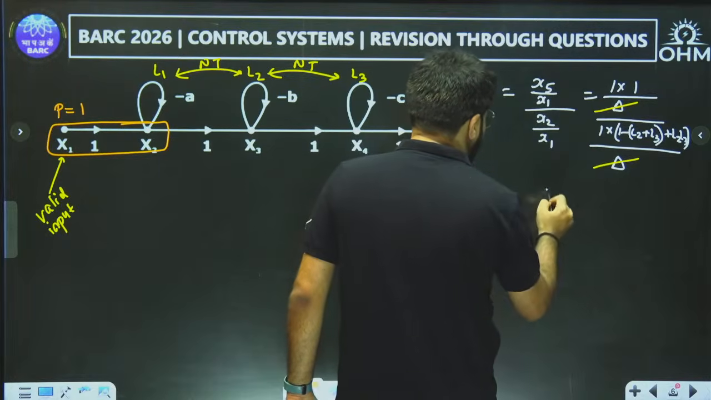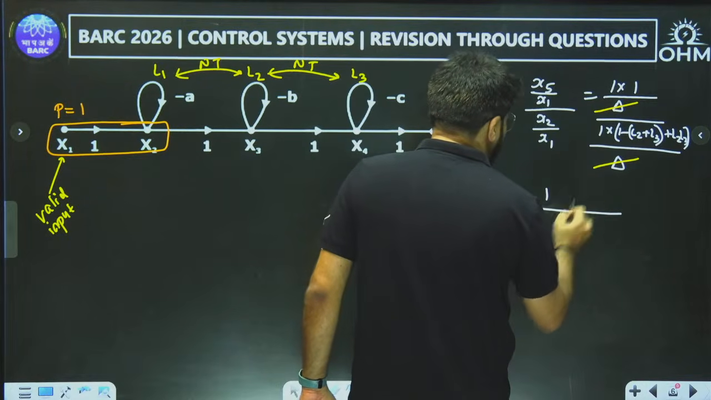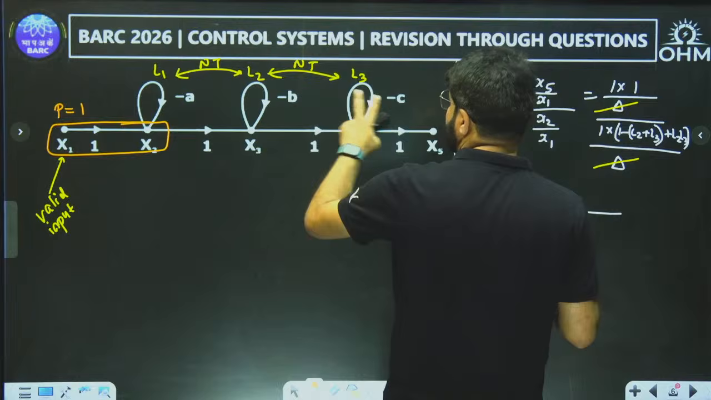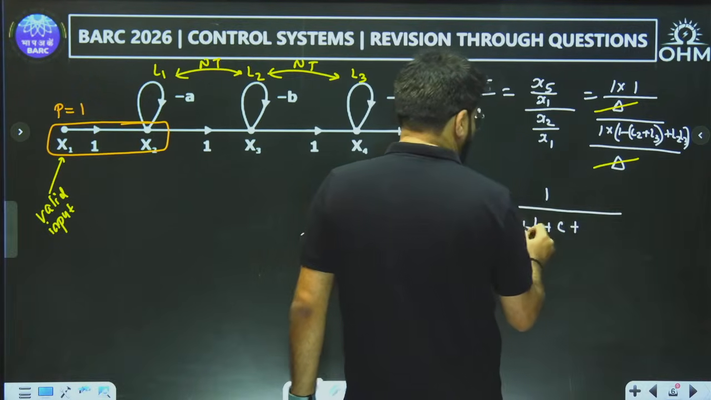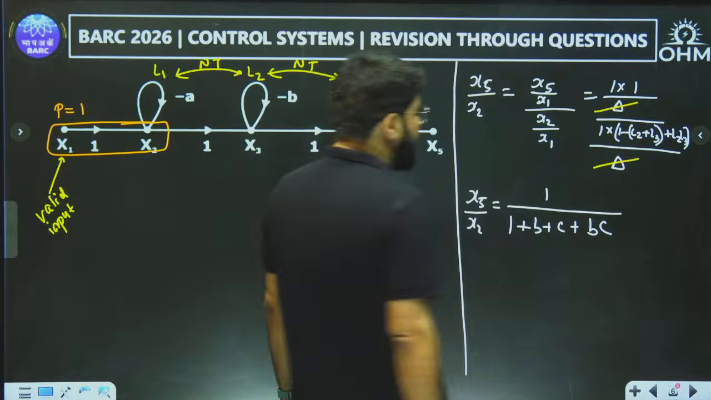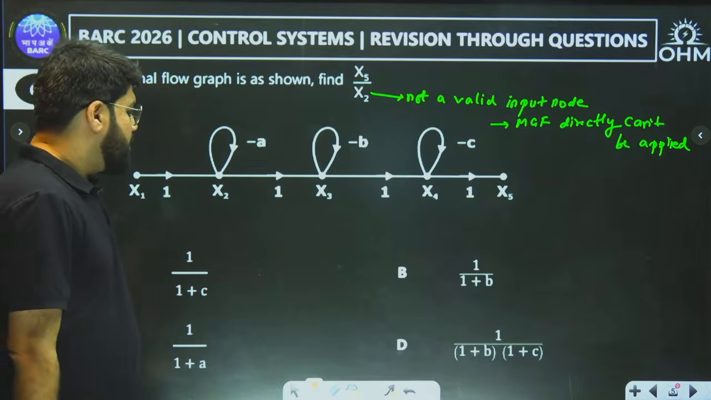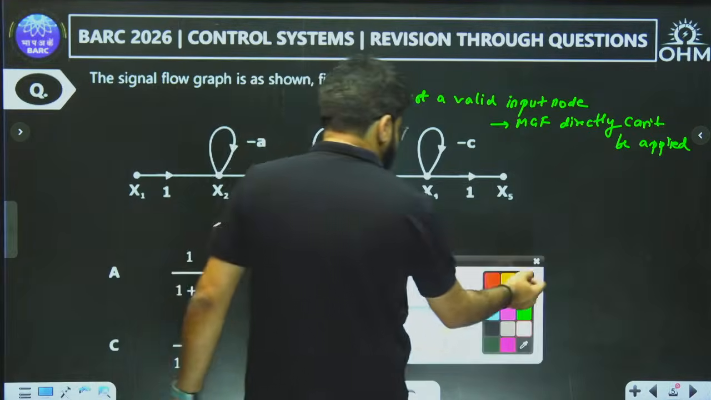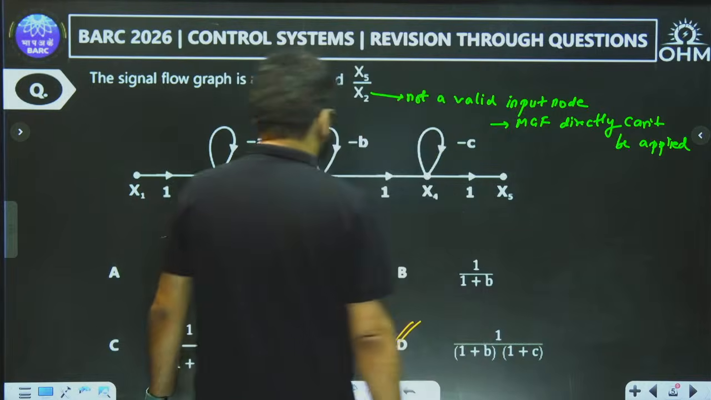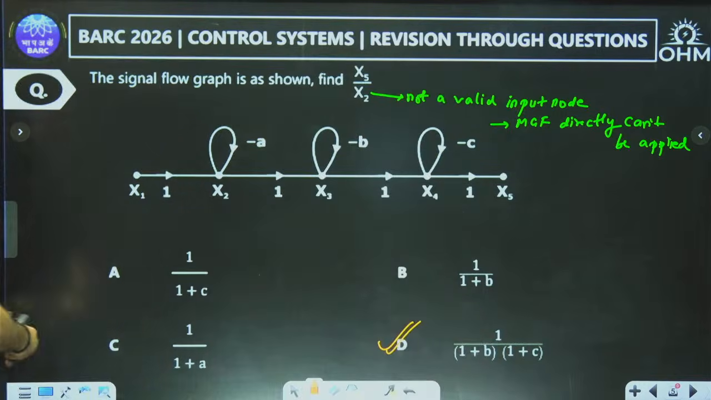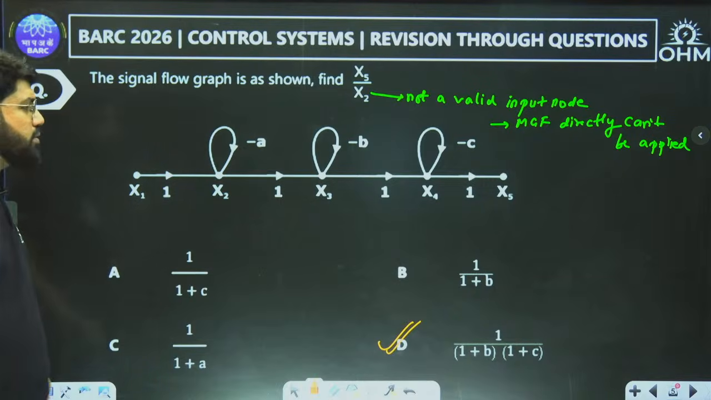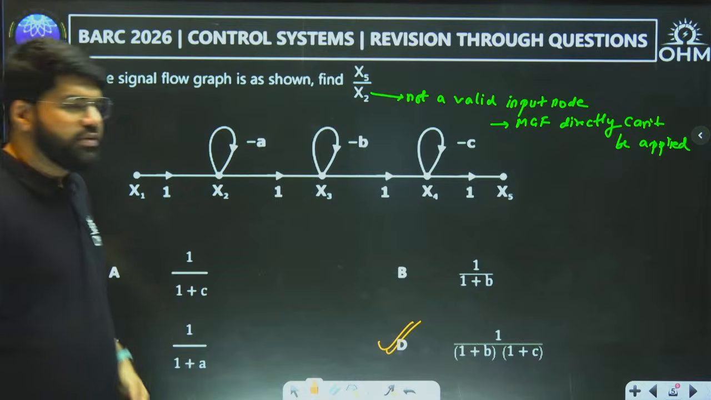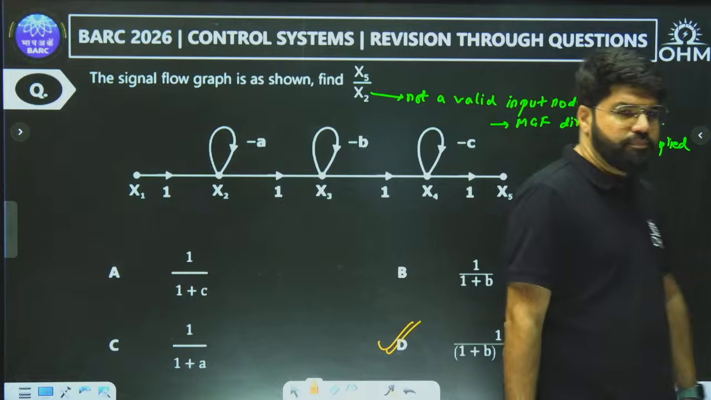The final answer for x5 by x2 should be equal to 1 divided by 1 minus L2, L3, that is minus B and minus C, so minus minus plus: 1 plus B plus C, and plus the product of these two, which will be BC. So 1 plus B plus C plus BC, which is clearly going to match with answer number D.